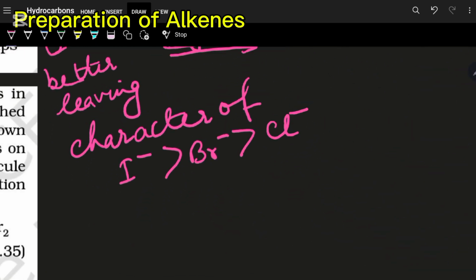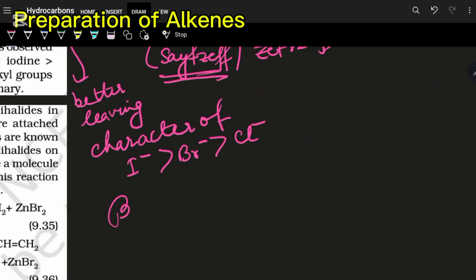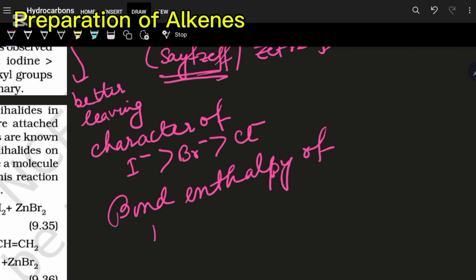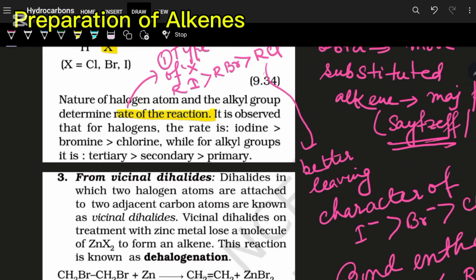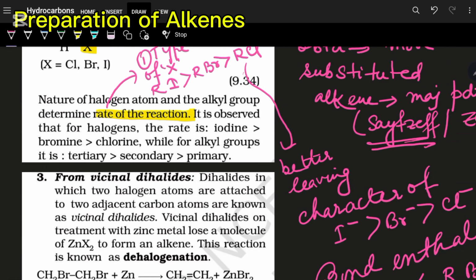And what is the reason behind it? Because the bond enthalpy of R-I is less than R-Br, which is less than R-Cl. So R-I will break easily and produce I minus, and so the reaction rate will be faster. So this is number 1 point.